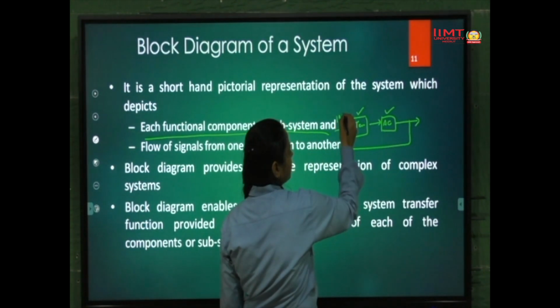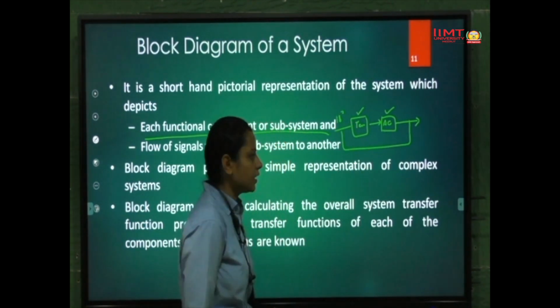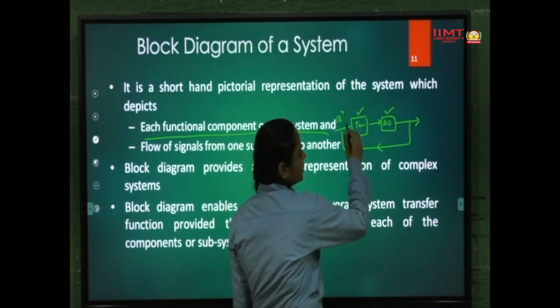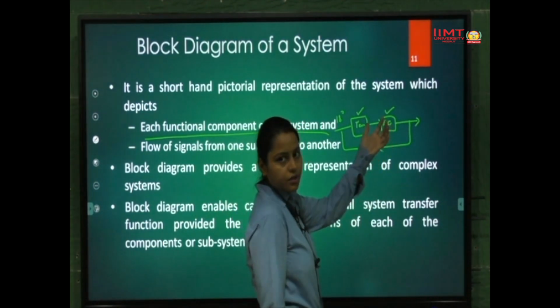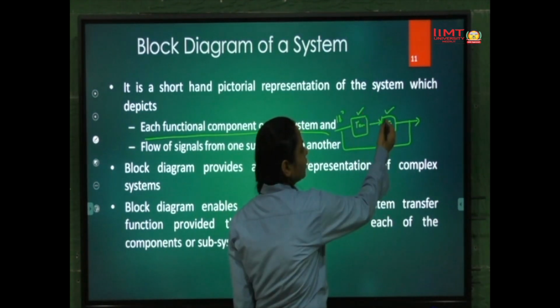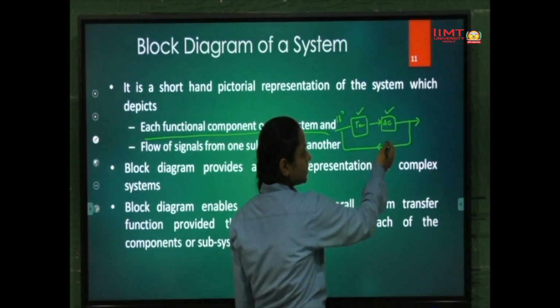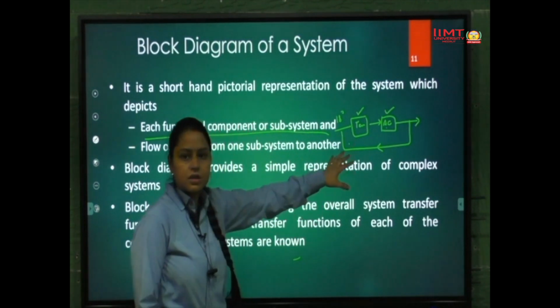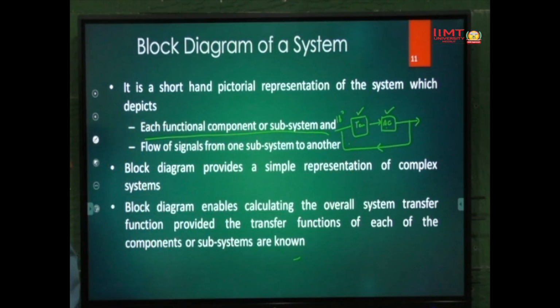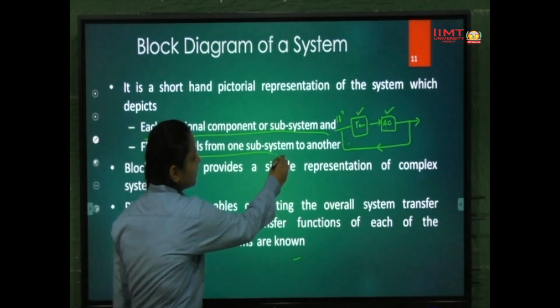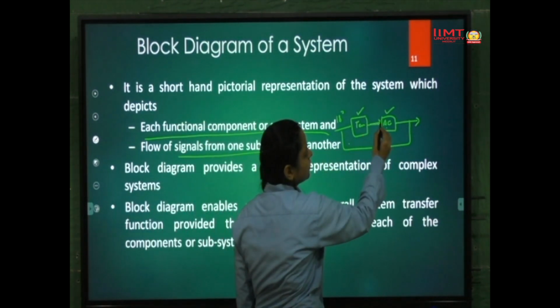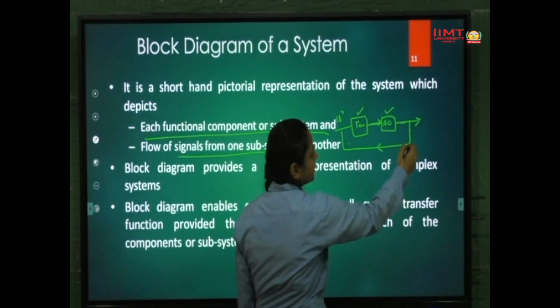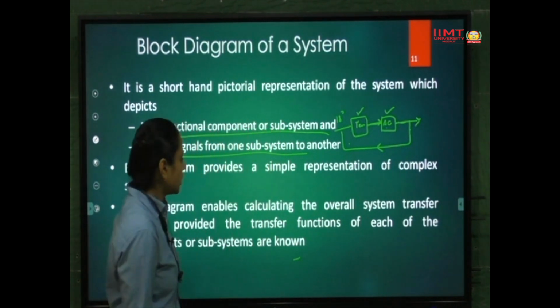Say suppose you have fixed the temperature at 18 degrees centigrade. So this is the simple block diagram representation of any system. We have some subsystems, some sub-blocks, and then we have output and input representation. This is called the block diagram representation: the flow of signal from one subsystem to another. This arrow shows the flow of signal from one subsystem to another one.